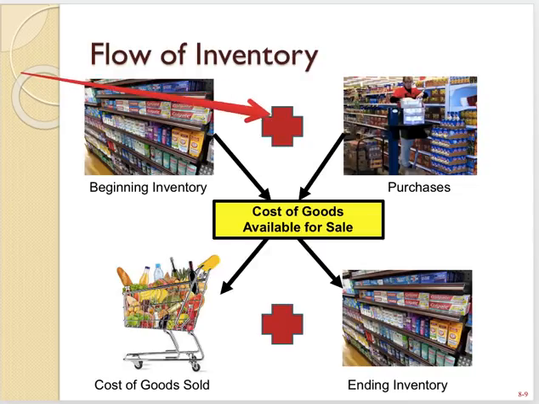And then to that, we add any additional purchases of inventory. So here you can see this lady, she's stocking more inventory on the shelves. That's because they purchased more inventory, so they're adding that to the cost of goods available for sale.